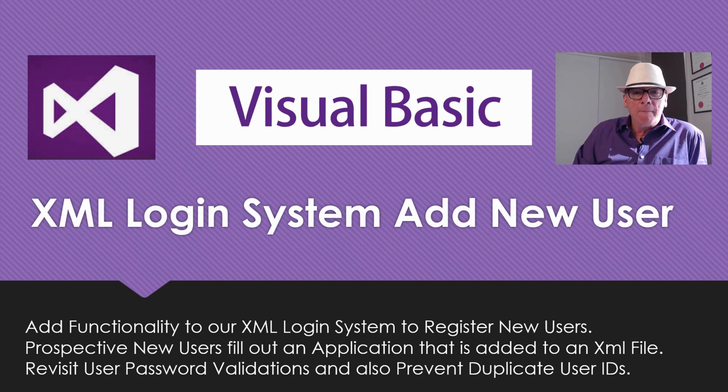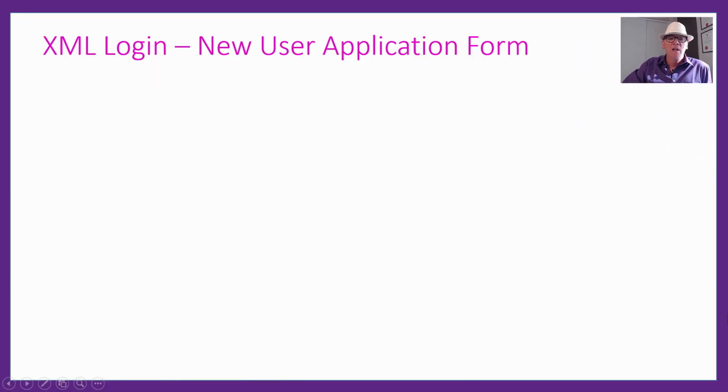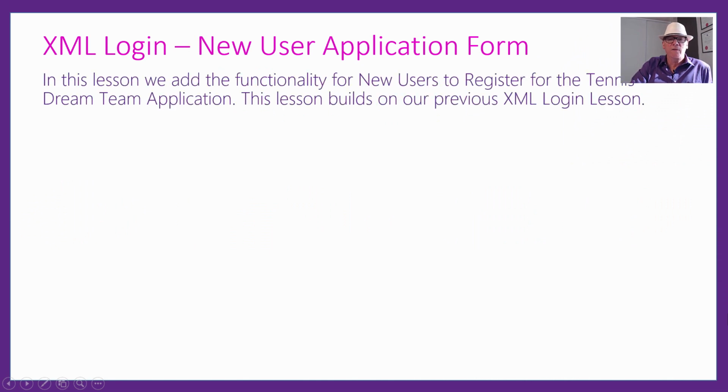So we're adding a second part onto the previous lesson, this login system we're building with XML files. And this part's going to register new users, and there's going to be an application form that prospective users fill out. And we're also going to revisit the password validations we did way back in the Dandenong Dog Club lesson. So we'll be redoing some of the validations as well, because validations are always a very important thing. So the new user application form.